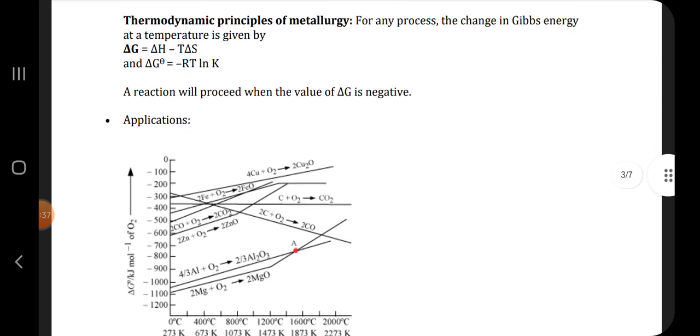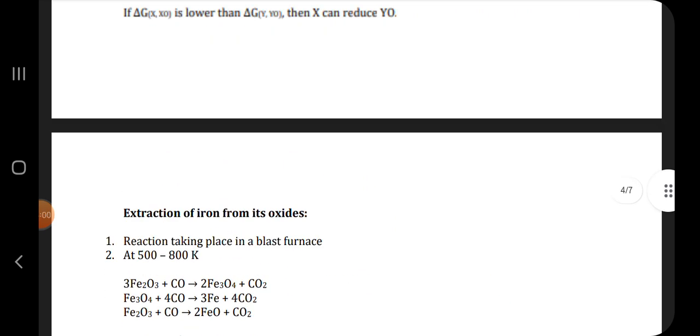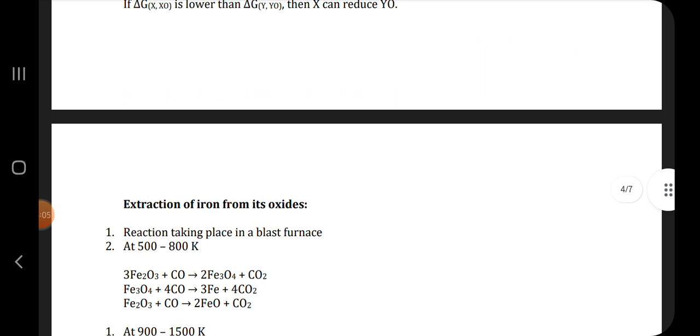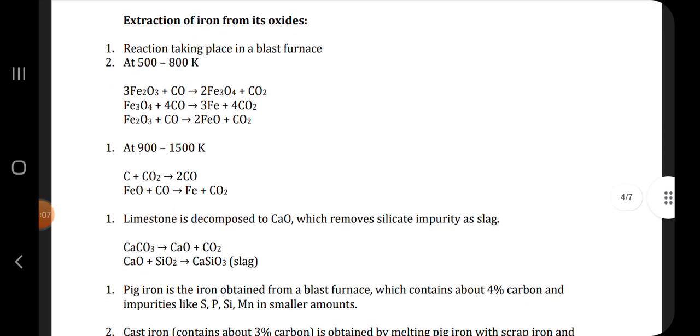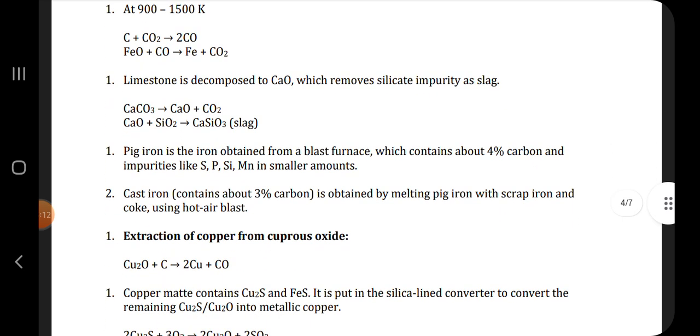Then the thermodynamic principle of metallurgy. For any process, the change in Gibbs energy at a temperature is given by delta G equals delta H minus T delta S, and delta G naught equals minus RT log K. The reaction will proceed when the value of delta G is negative. Extraction of iron from its oxide. Limestone is decomposed to CaO, which removes silicate impurity as slag.